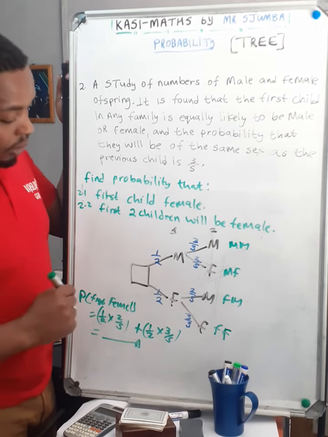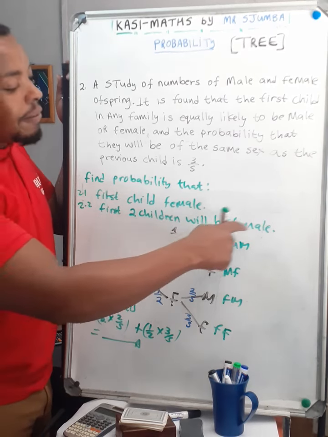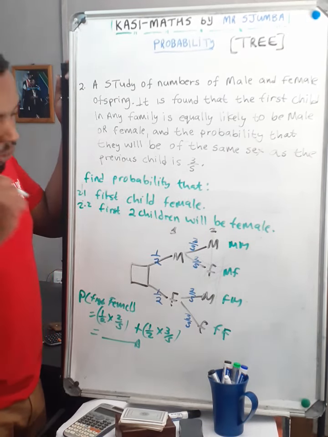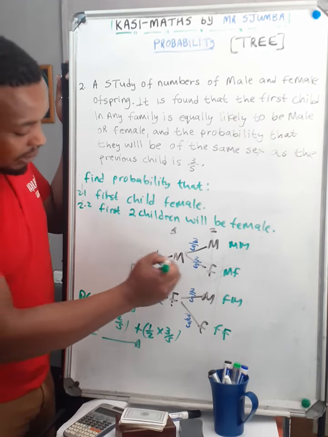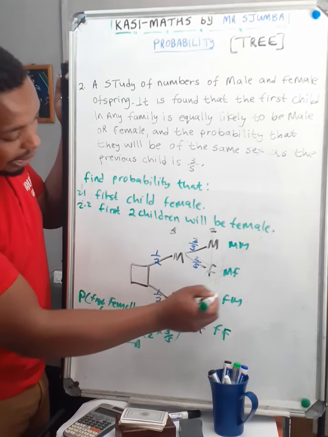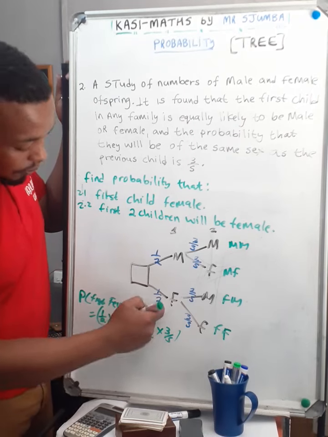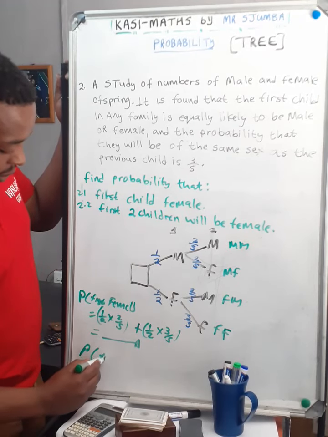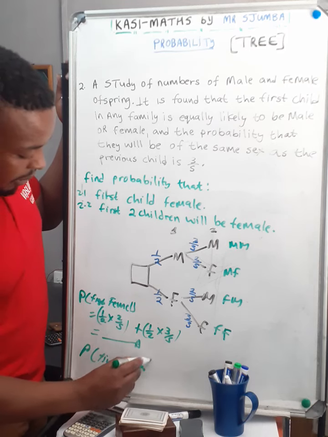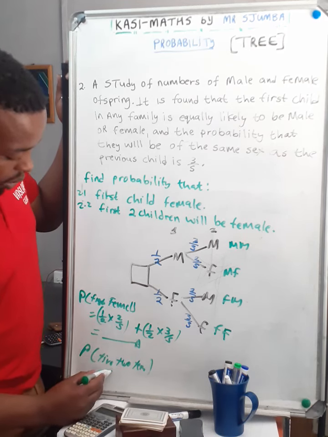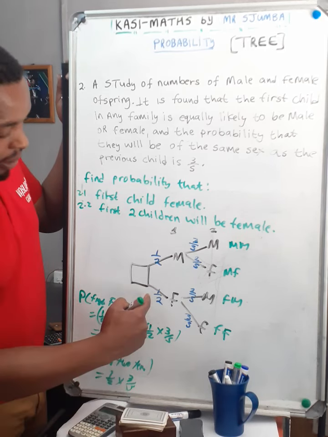Right. So now let's go for the second question. The first two children will be female. First two will be female, probability. So this is male, this is out. This also is out, because the first two should be female. It's only the last part. So the probability of first two female equals 1 over 2 multiplied by 3 over 5, because it's FF.